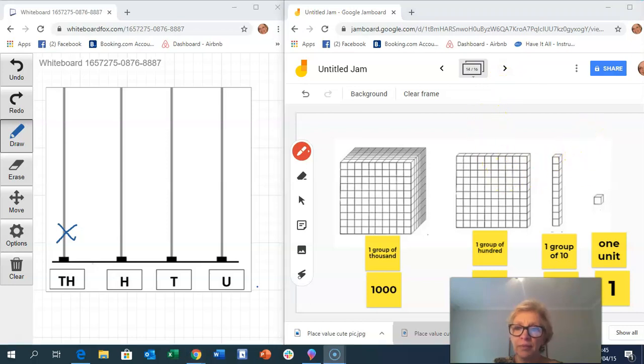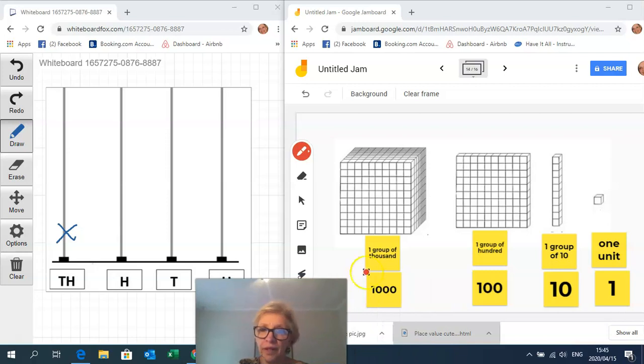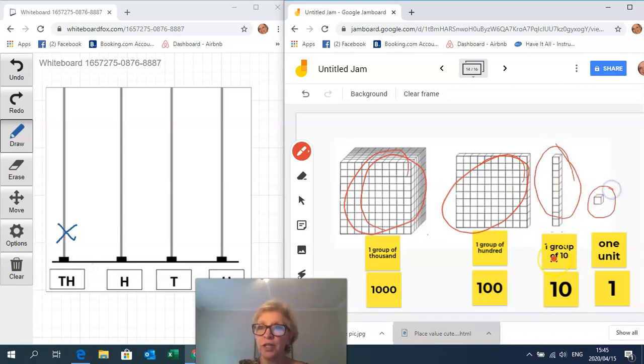Here's another number. This time I've got one group of 1,000. I've got one group of 100, which is 100. I've got one group of 10, which is 10, and one little unit. And what is that number, grade 3? What do you think that number is?